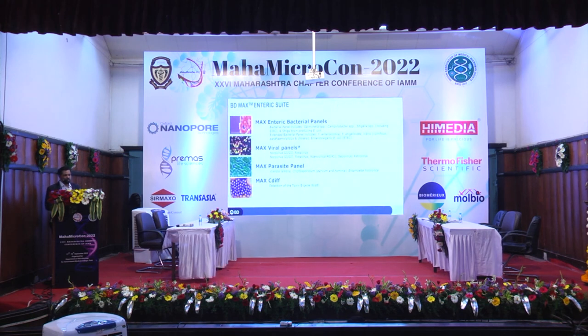So these are the MAX enteric panels. The bacterial panel includes Salmonella, Campylobacter, Shigella, and Shiga toxin-producing E. coli. The extended bacterial panel includes Yersinia enterocolitica, Vibrio, and enterotoxigenic E. coli. For the viral panels, we have norovirus, rotavirus, and it also includes adenovirus, sapovirus, as well as astrovirus. Then there is the parasite panel: Giardia lamblia, Cryptosporidium, Entamoeba histolytica, and also the MAX Cdiff panel for detection of the tcdB gene of Clostridium difficile.